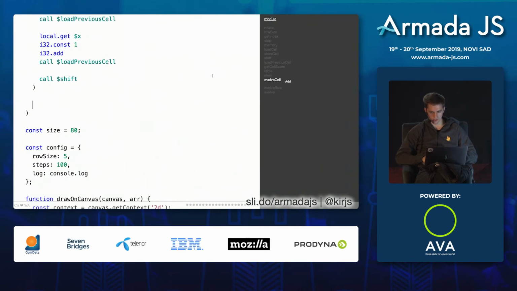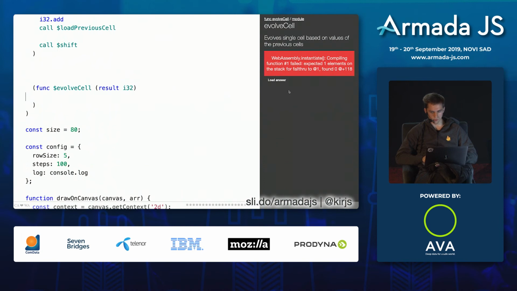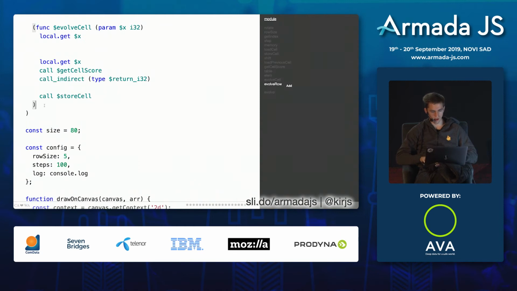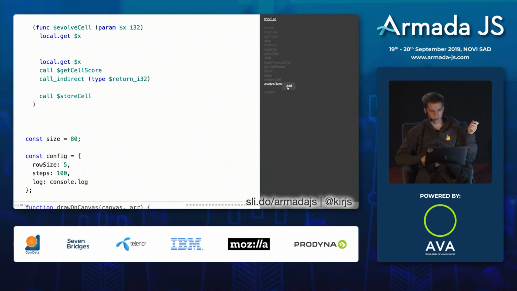Next, there are 3 more functions. There is one where we just evolve the cell. So we look at the cell, we get the score of its neighbors, and then we call this call indirect, get into this table of 8 things, and pick the one which returns 1 or 0. So basically get the score of the cell. The next thing will evolve the whole row. It's interesting because it actually has a loop.